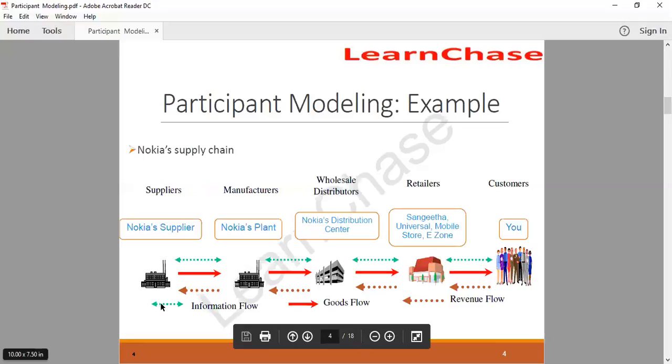So this is the participant modeling. You need to define how the entire system works. As I said, it could belong to the same organization, or it could be belonging to a different organization. But the supplier supplies all these things to the manufacturer.